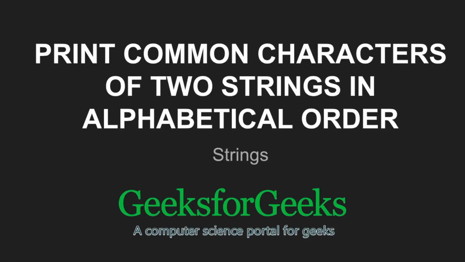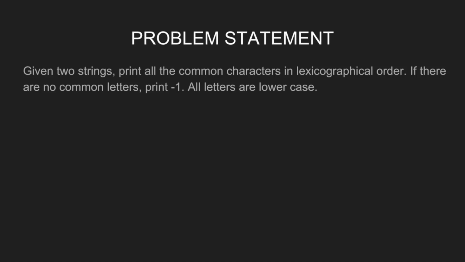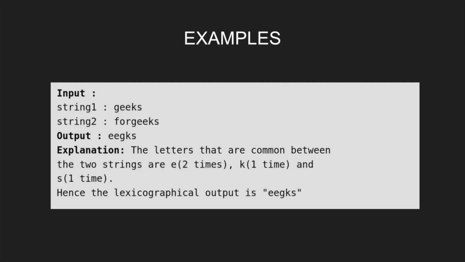This is a video tutorial on how to print common characters of two strings in alphabetical order. Let's have a look at the problem statement. Given two strings, print all the common characters in lexicographical, that is alphabetical order. If there are no common letters, print -1. All letters are lowercase.